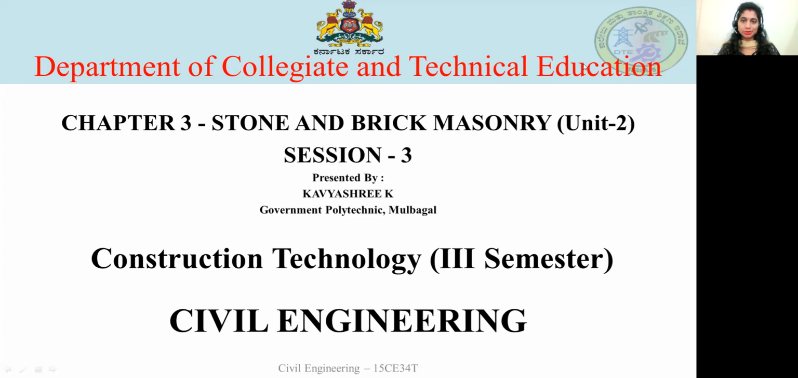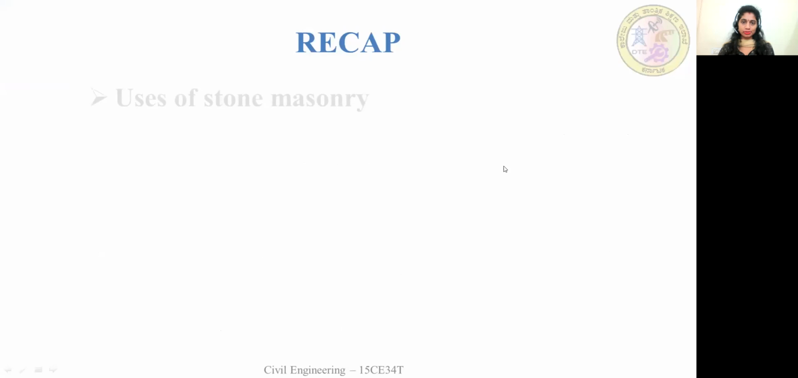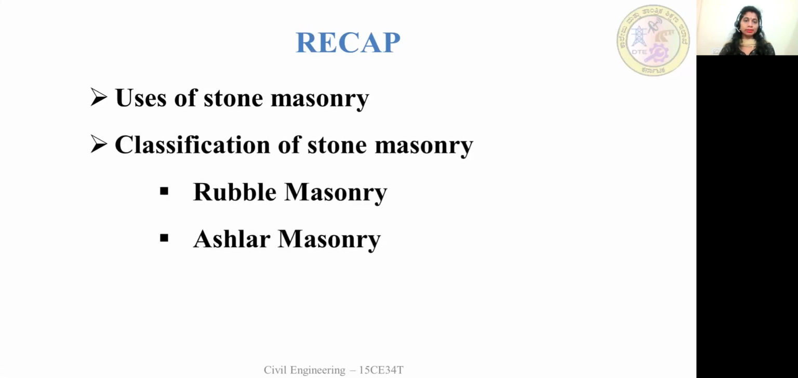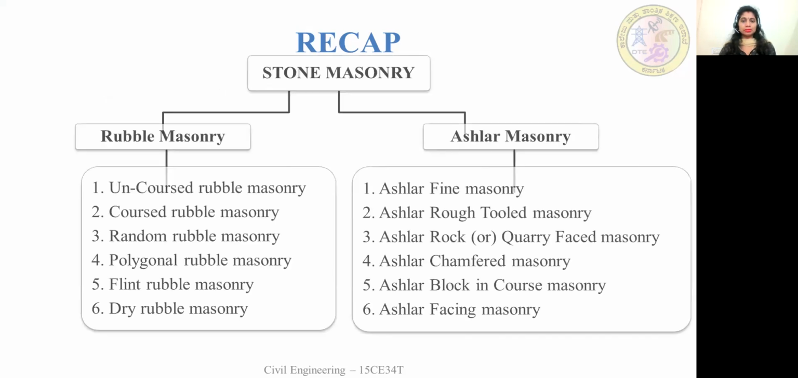In this particular session, we will be discussing the continuation of stone masonry, which we have already seen in the previous session. Let's have a recap of the last session. We have seen the uses of stone masonry and the classification of stone masonry. There are two types of stone masonry: rubble masonry and ashlar masonry.